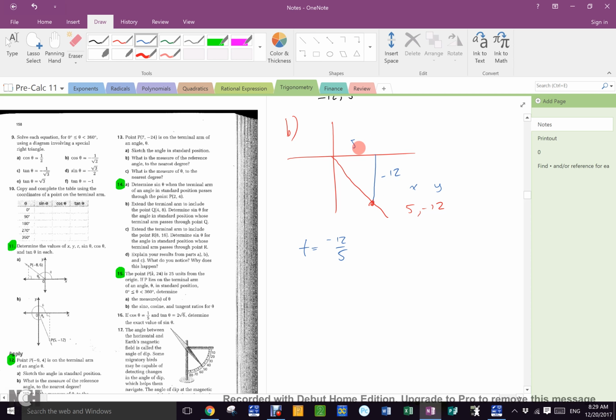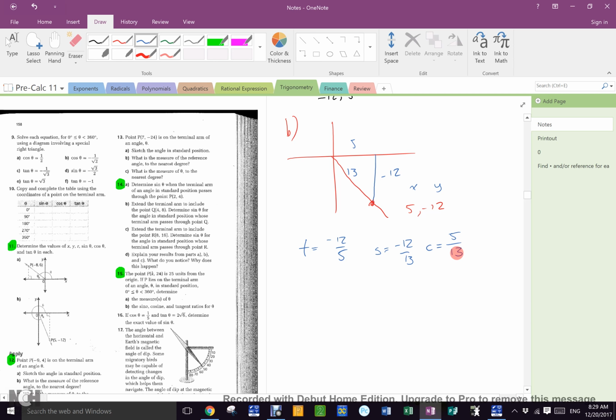And then once you have the two sides, you find the hypotenuse. Now we already know, because we've done 5 and 12 today, that the hypotenuse is 13, right? Hypotenuse is always positive. So now I have all three sides, so I can do my sine, which is y over hypotenuse, negative 12 over 13, and cos, which is x over hypotenuse, 5 over 13. That's pretty much the same as 8.